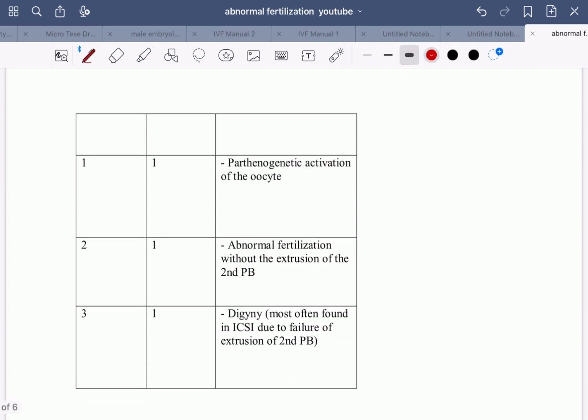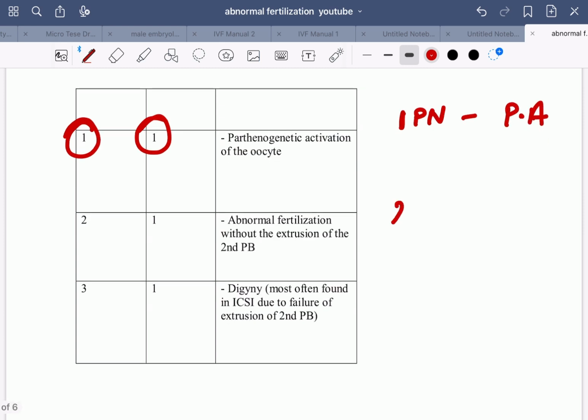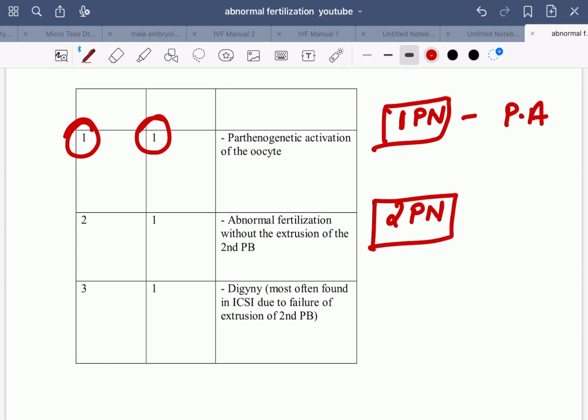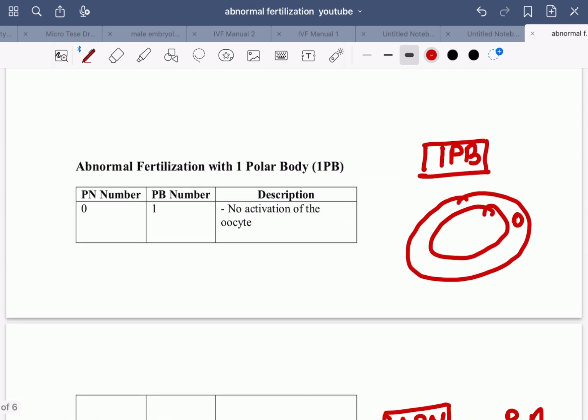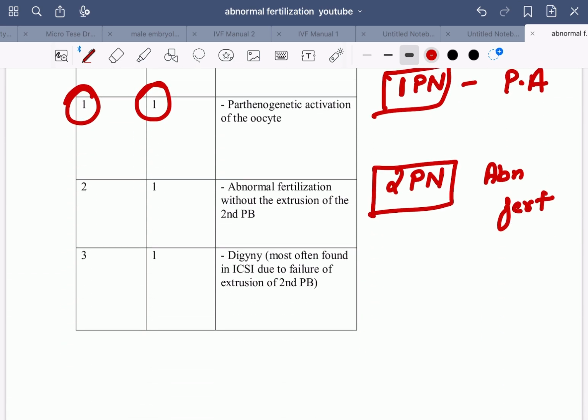Okay, now one polar body and one PN. If there is only one pronucleus, then it means parthenogenic activation. If there are two pronuclei, that means abnormal fertilization without the extrusion of the second polar body. There was no extrusion of the second polar body. That's why there is only one polar body.